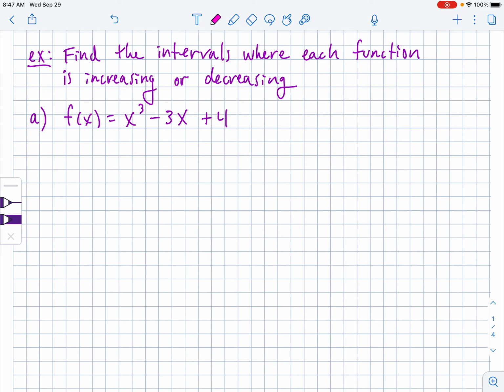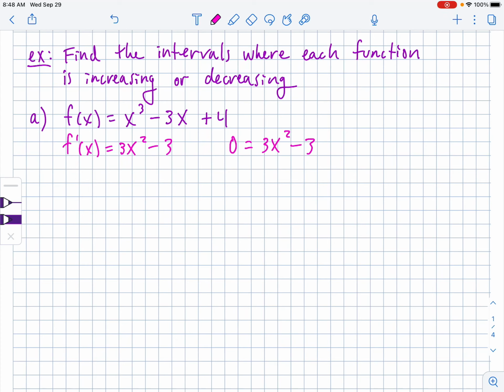First problem, find the intervals where each function is increasing or decreasing. We're going to do this all without a graphing calculator. So first thing is we're going to take the derivative. So there's the derivative. Now we need to set the derivative equal to 0 because that's going to tell us where the horizontal tangents are. Remember, horizontal tangents are where it switches from positive to negative slopes or negative to positive slopes of tangents. Anytime I'm saying slopes, I mean slopes of tangents. So let's set it equal to 0.